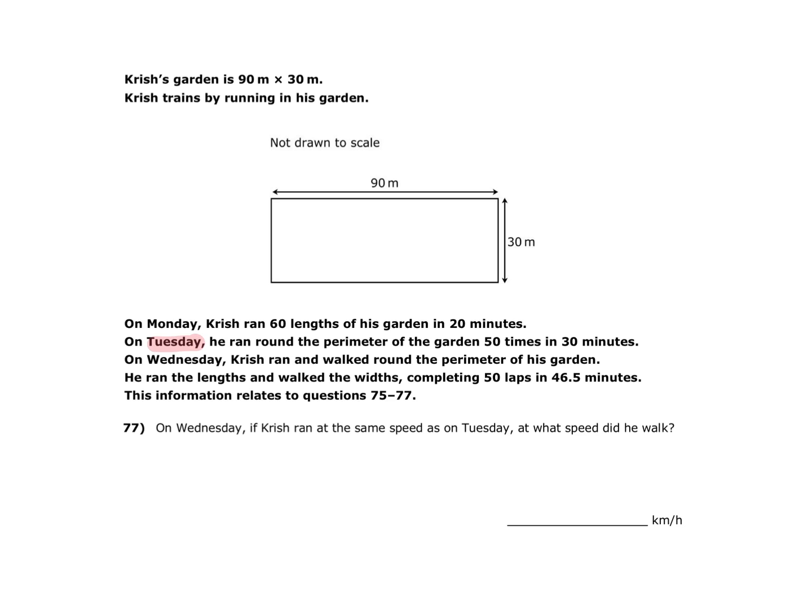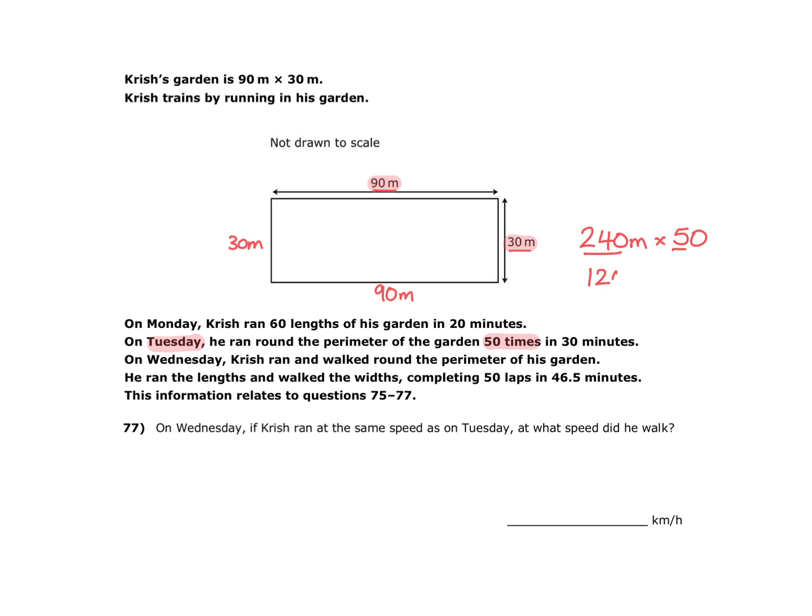On Tuesday, Krish ran round the perimeter of the garden 50 times. The garden is 90 metres by 30 metres, so if we add these two distances together, that would be 120 metres, and then of course we have a further 30 metres plus a further 90 metres, which gives a total of 240 metres. He ran this 50 times, so we can say 5 times 240.